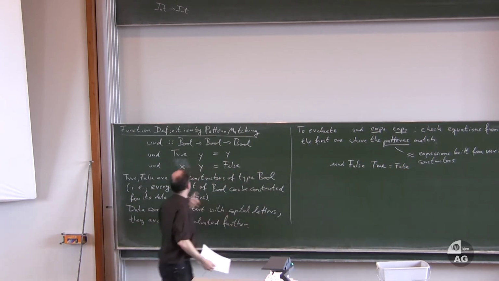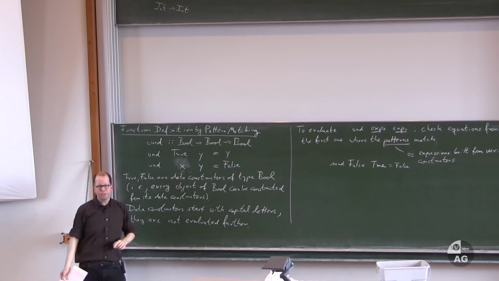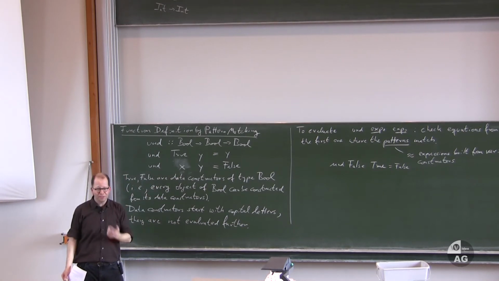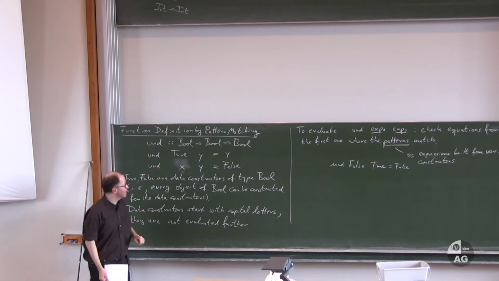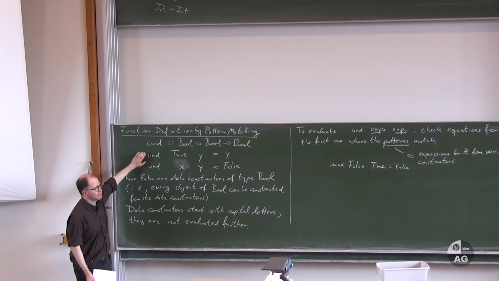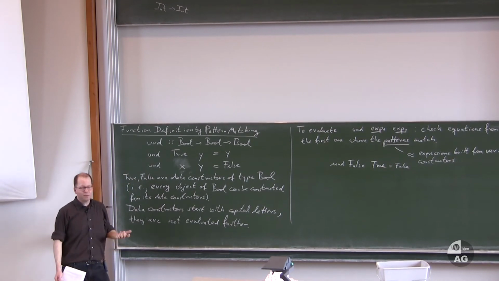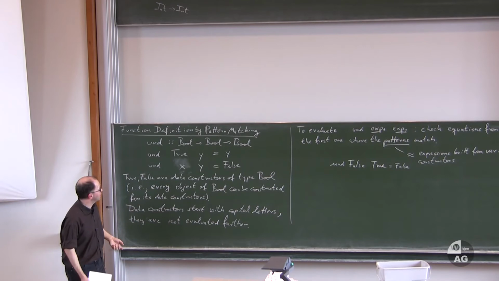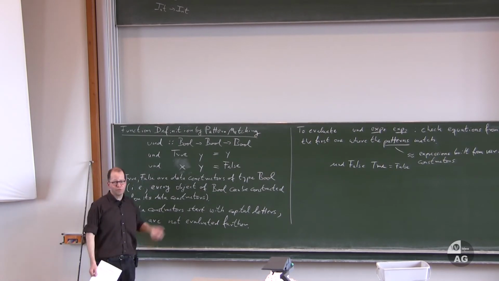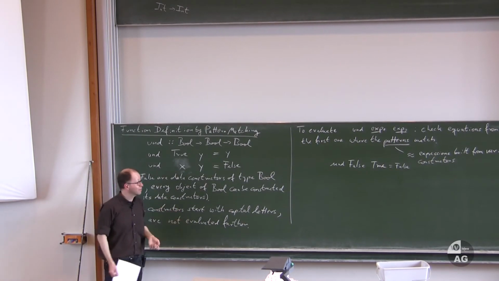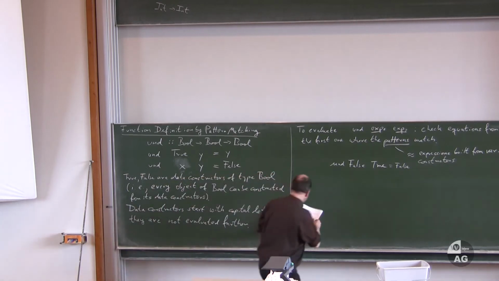So even if we write it like this, und will still evaluate correctly. You look skeptical? No? OK. It will still evaluate correctly because equations are tested from top to bottom. Of course, if you change the order of the equations, then the other equation would never trigger, and you would always get false. So the order of the equations is important.